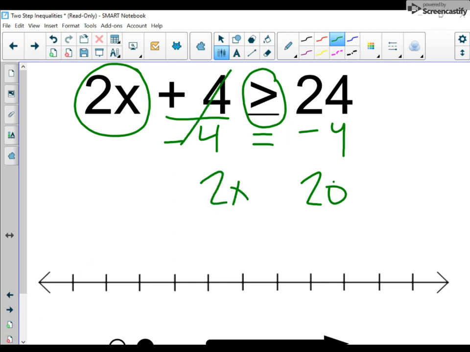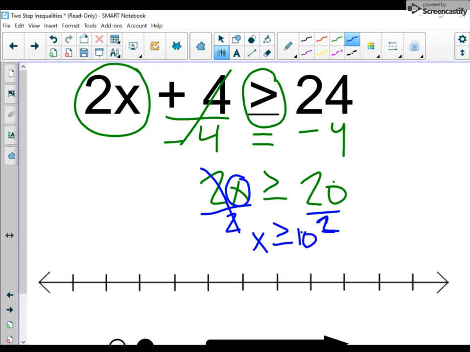So now I have 2x. Again, I'm going to draw the inequality sign, but we're just ignoring that for right now. Here is a basic one-step inequality problem. Super easy. I have x times 2, and the opposite of multiplying by 2 is dividing by 2. Very good. So then I should be left with x is greater than or equal to 20 divided by 2 is 10. So your final answer is x is greater than or equal to 10.